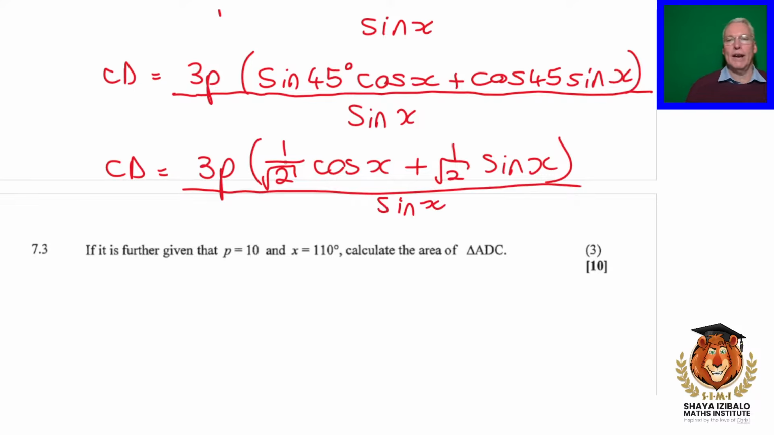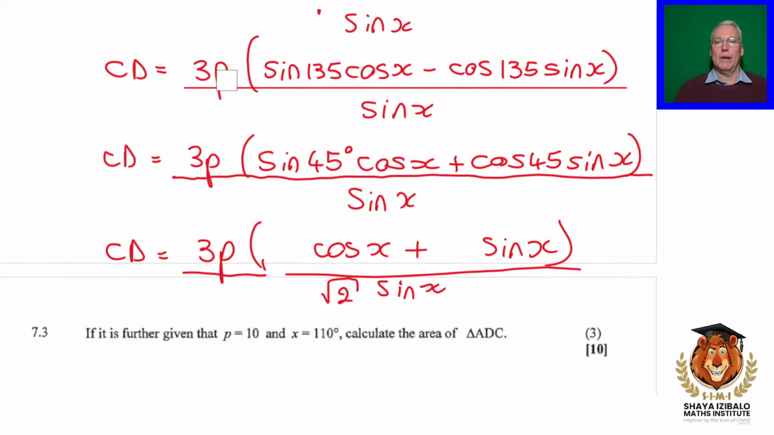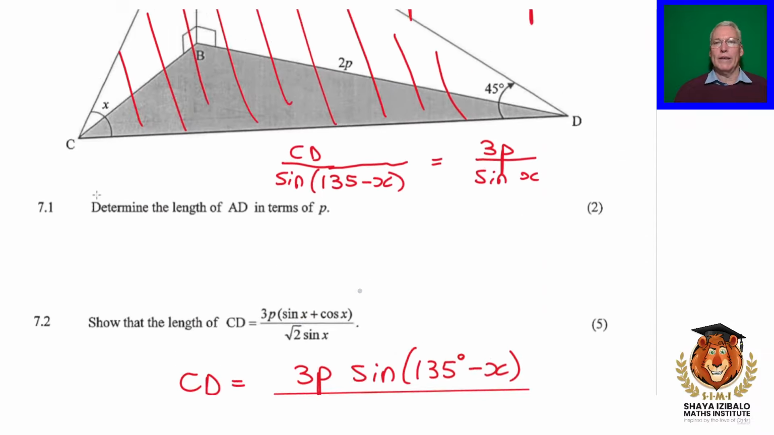Okay, and we can take out the 1 over root 2 as a common factor, and we can write the root 2 on the bottom. So in other words, it becomes that, and these 1 over root 2's are gone, and that's exactly what we had to show. Okay, then it says, if it is further given that P is 10 and X is 110, calculate the area of triangle ADC.